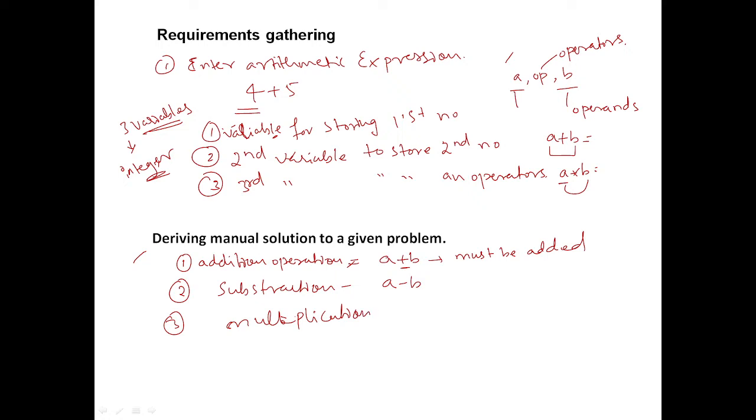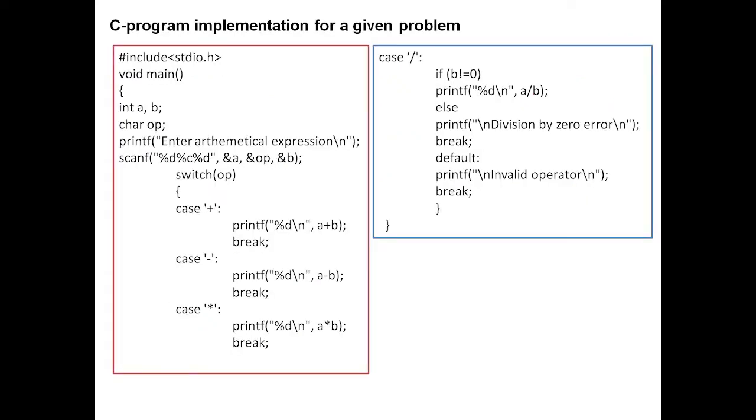Multiplication. And the last one is division, right? So here the expression will be given in this way: A divided by B. So this is about requirement gathering and deriving a manual solution to a given problem. Now let us see how this program will be implemented, right?